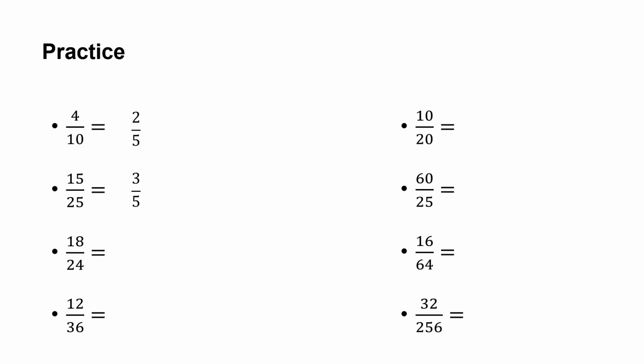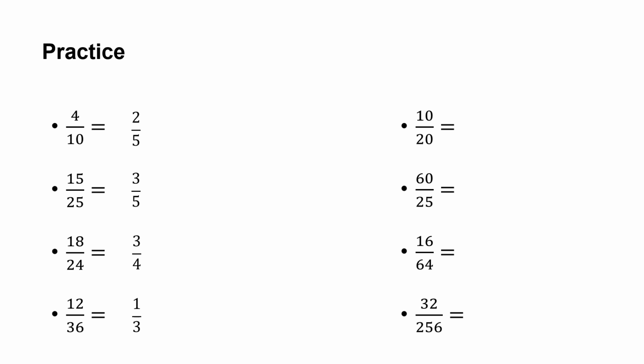Next, we have 18 over 24. Now, you can either keep dividing by 2 or 3. In this case, we can divide both top and bottom by 6. So if we divide 18 by 6, we get 3, and if we divide 24 by 6, we get 4. So we get 3 over 4. We have 12 over 36. Again, we can divide top and bottom by 12, which gives us 1 over 3.